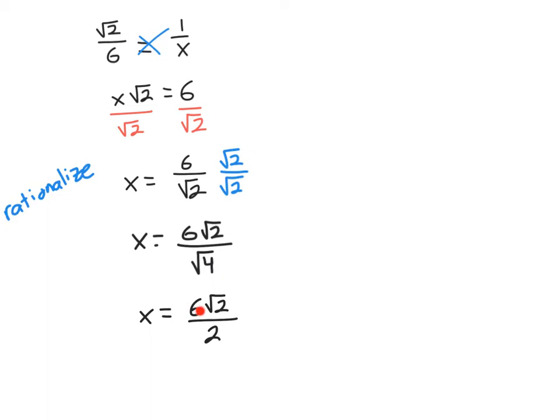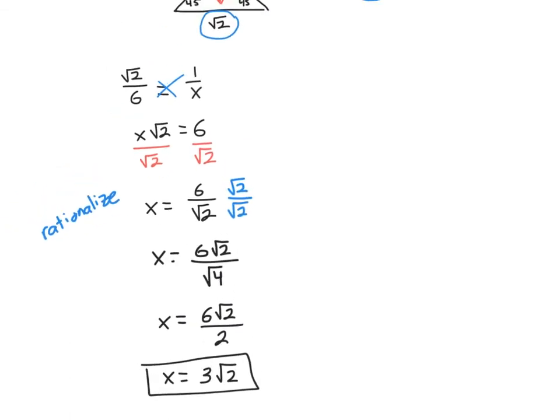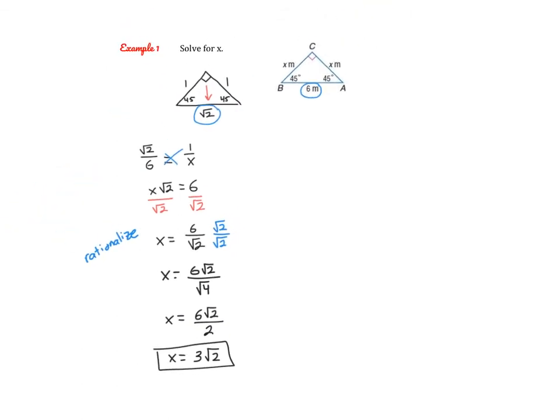And then I see that we can simplify these two numbers because they are both non-radicals. I cannot divide this into a square root, but I can divide these. So I know that 6 divided by 2 is 3. So my answer is going to be 3 times the square root of 2. And I know that that's going to be for both of those legs because they're both going to be the same length.